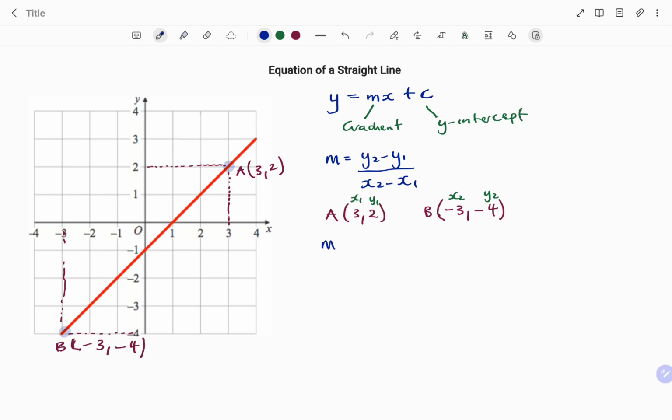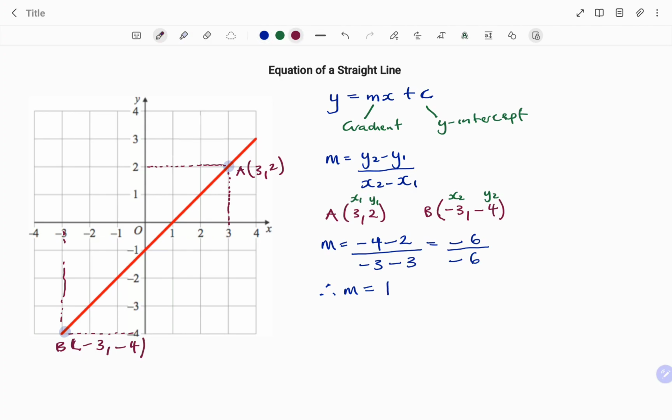Therefore, my gradient m equals y2, that's minus 4, minus y1, positive 2, divided by x2, minus 3, minus x1, that's 3. Minus 4 minus 2 will give me minus 6, divided by minus 3 minus 3 will give me minus 6. Therefore, my m is equal to minus 6 divided by minus 6, positive 1.